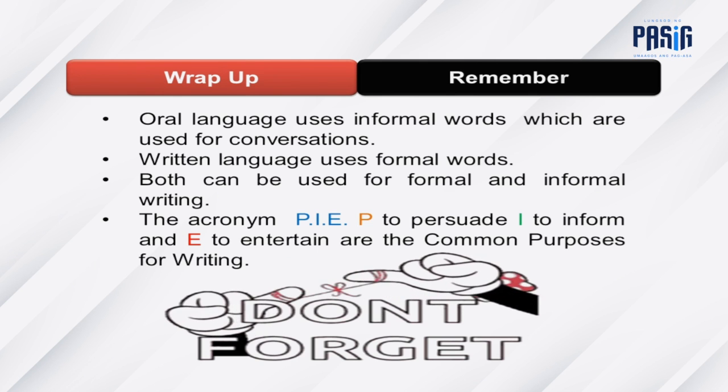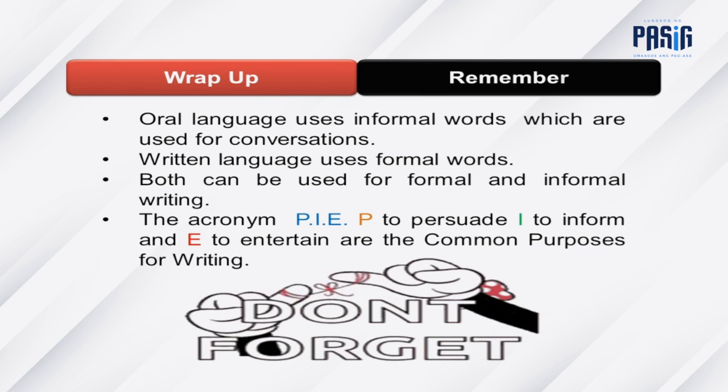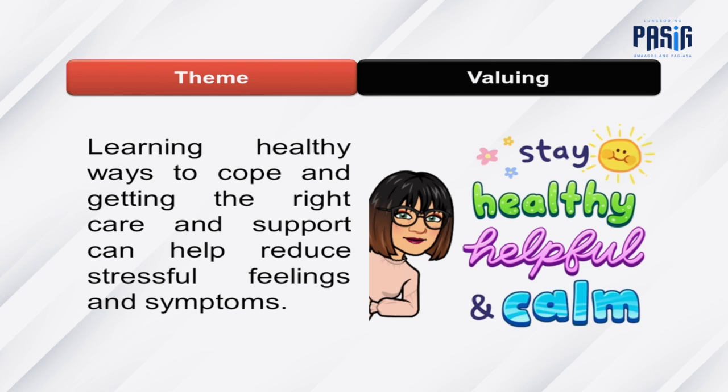To wrap everything up that we have talked about in this lesson, let us always remember that oral language uses informal words, which are used for conversations. Written language uses formal words. Both can be used for formal and informal writing. The acronym PIE, P to persuade, I to inform, and E to entertain, are the common purposes for writing. Learning healthy ways to cope and getting the right care and support can help reduce stressful feelings and symptoms.